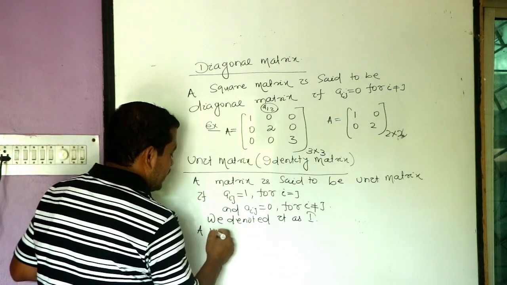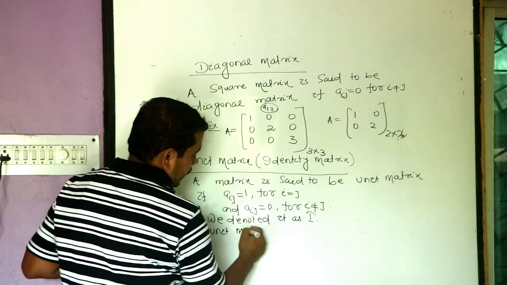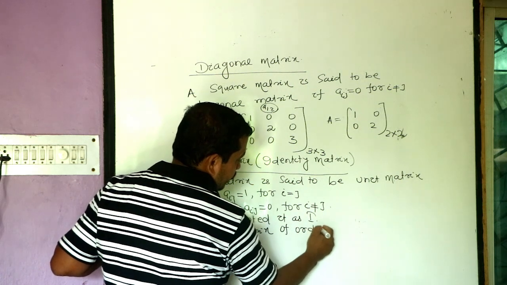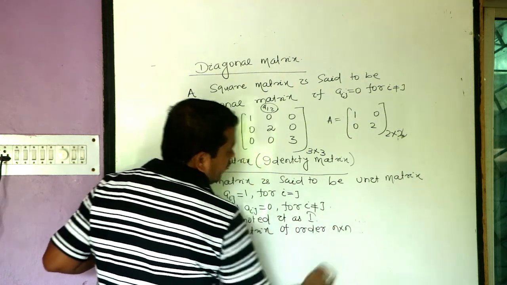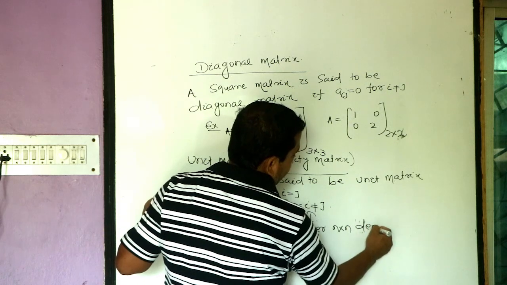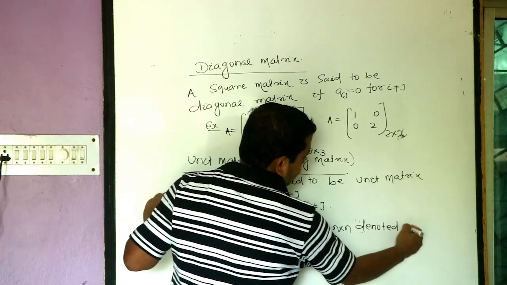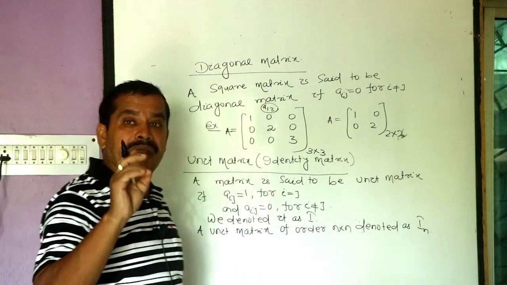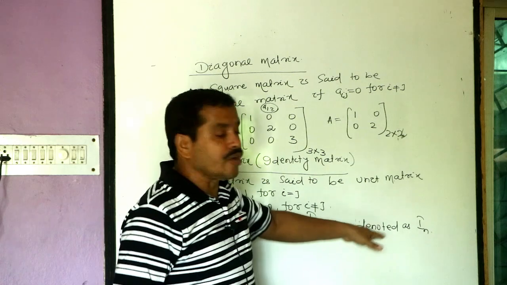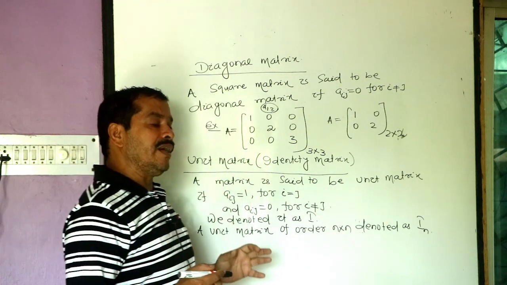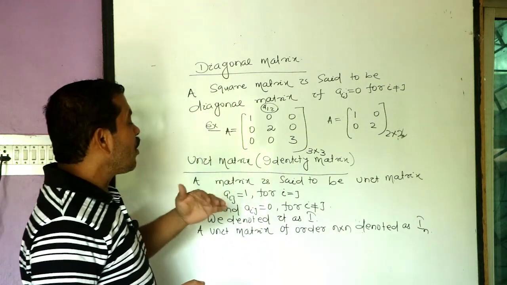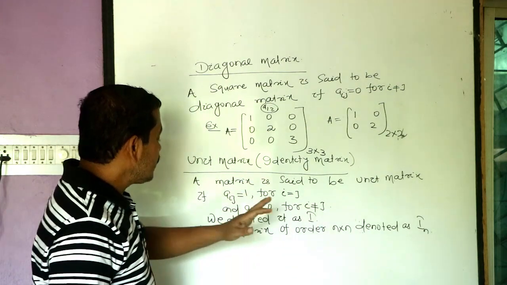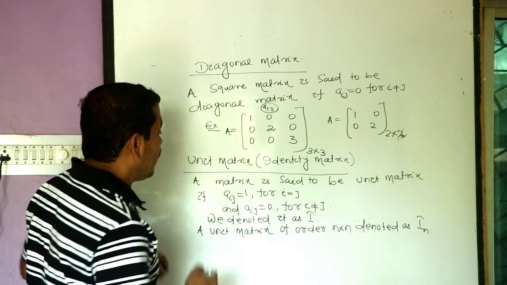A unit matrix of order n cross n is denoted as In, which means it is a unit matrix of order n. Order n means n cross n. When it is a square matrix, we say it is of order n, meaning a matrix of order n cross n. So this is a unit matrix of order n.